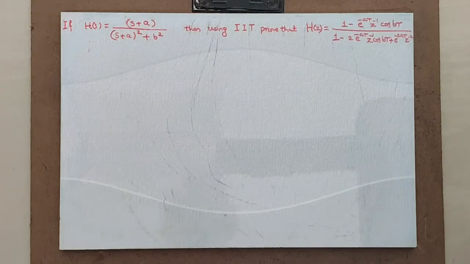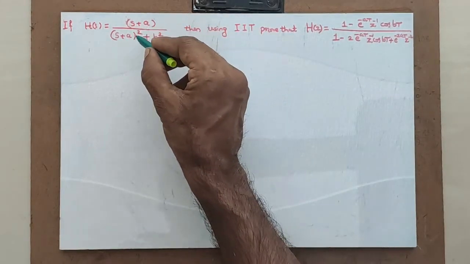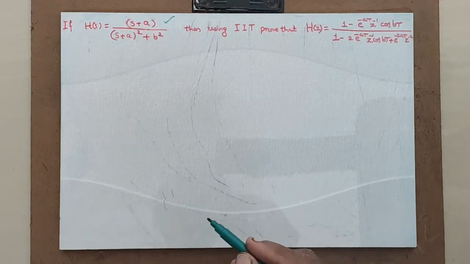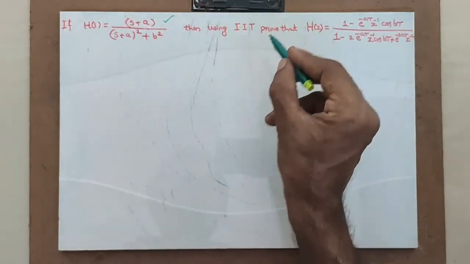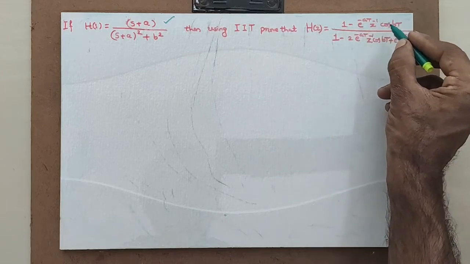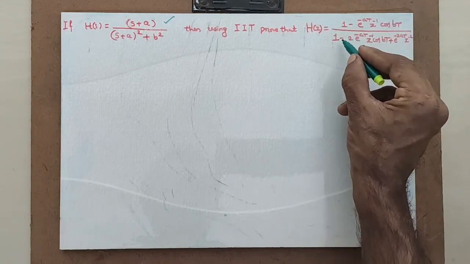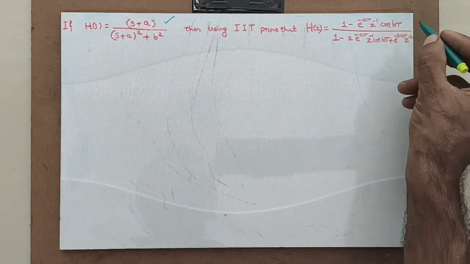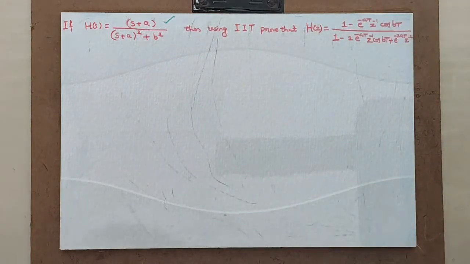In the previous board, we had seen a complex conjugate root and how exactly to find H of z. A similar kind of example, where H of s is taken as (s plus a) divided by (s plus a) whole square plus b square. If H of s is given like this, then using the impulse invariant transformation, I have to prove that the corresponding H of z is given by 1 minus e raised to minus at z raised to minus 1 cos bt, divided by 1 minus 2 e raised to minus at z raised to minus 1 cos bt plus e raised to minus 2at z raised to minus 2. I have to prove this. Let us solve this example.